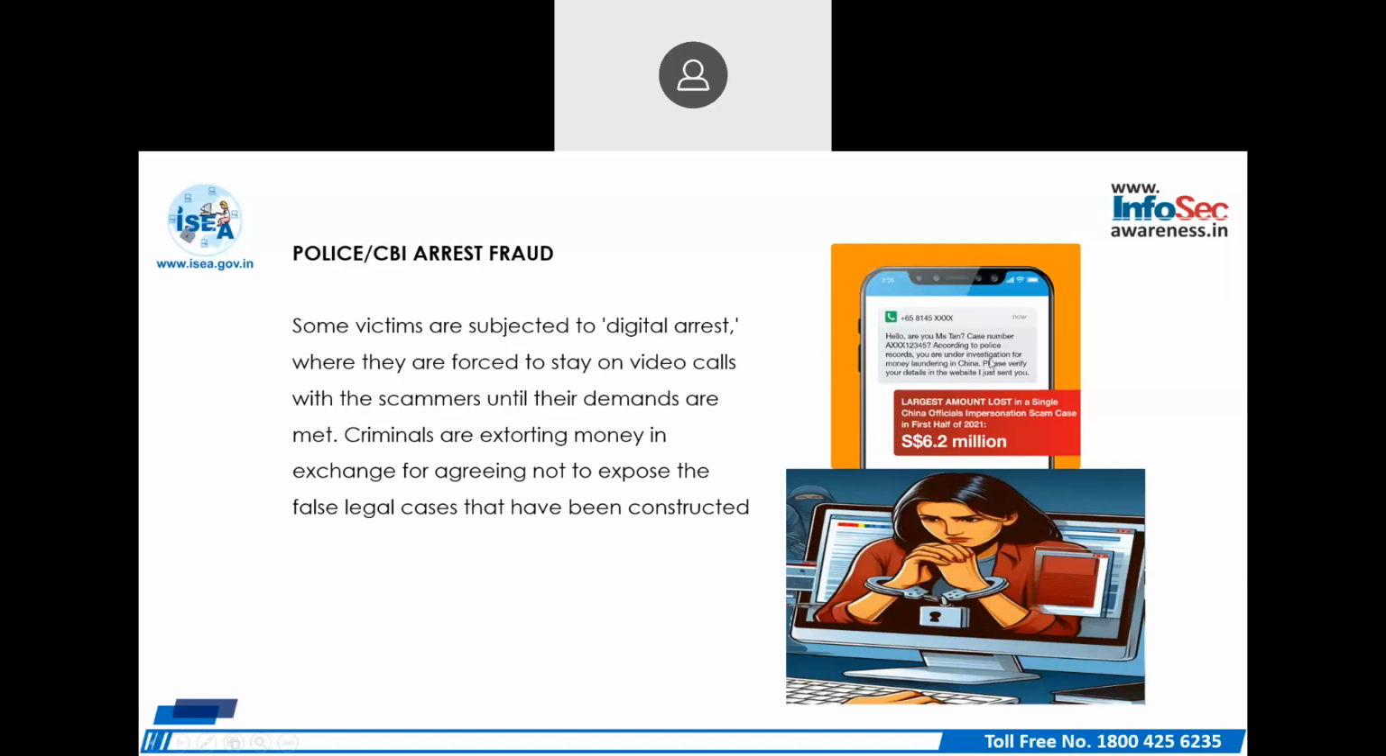So again, see, here is a message also, you can see here, case number this. According to the police records, you are under investigation for money laundering in China. And the person lost $6.2 million. Not in India, in the US also the same thing is happening.